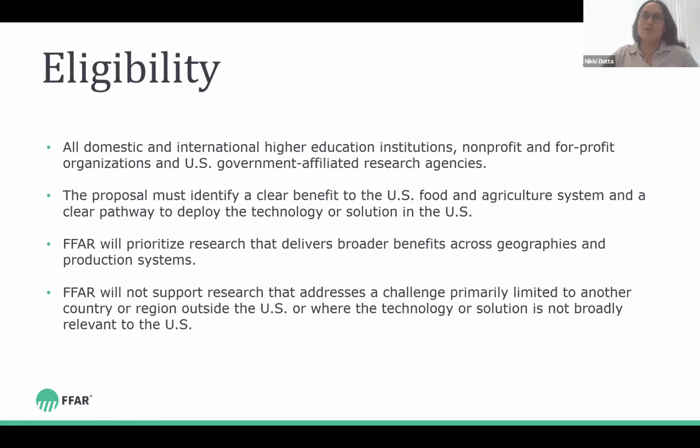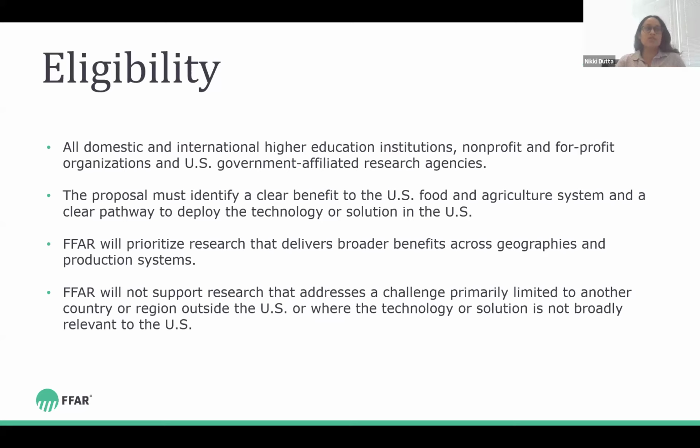Eligibility. Am I eligible? All domestic and international higher education institutions, nonprofit and for-profit organizations, and even U.S. government-affiliated research agencies are applicable to apply for this research program. As Kathy mentioned, proposals must identify a clear benefit to our U.S. food and agricultural system and a clear pathway to deploy this technology or solution to our U.S. farms.